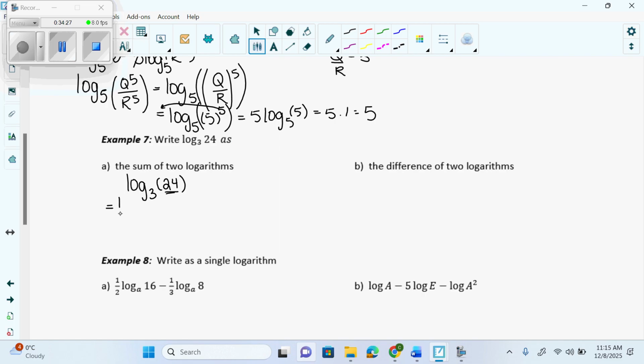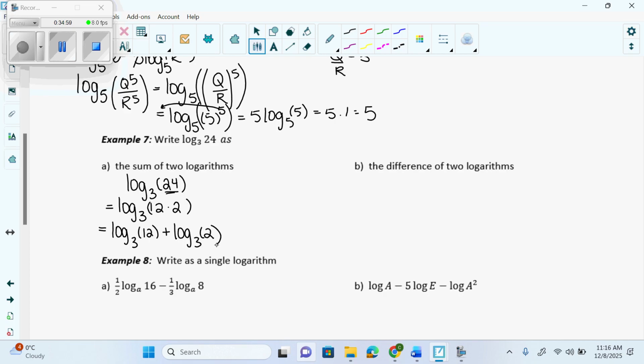So there's many options I can have for 24. Pick 2. Twelve and 2? Sure. 12 times 2. So then I can separate that as log base 3 of 12 plus log base 3 of 2. Do you see what I'm saying when I say the sum of 2 logarithms?